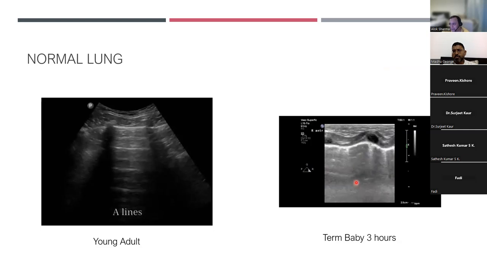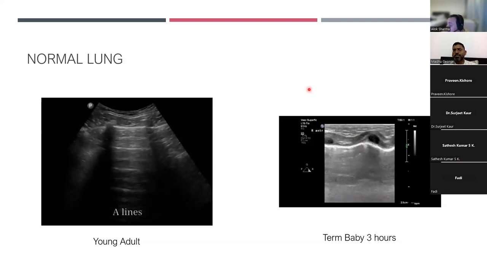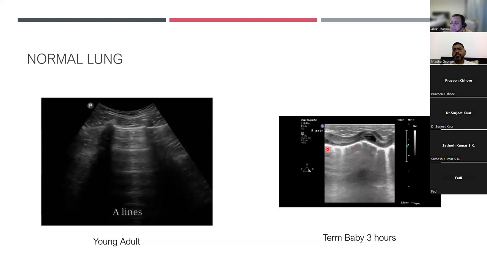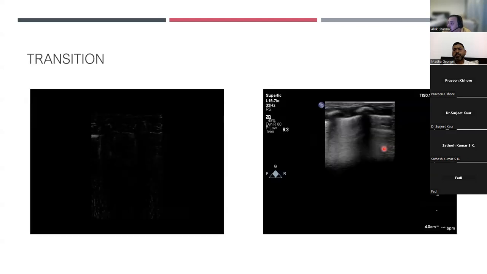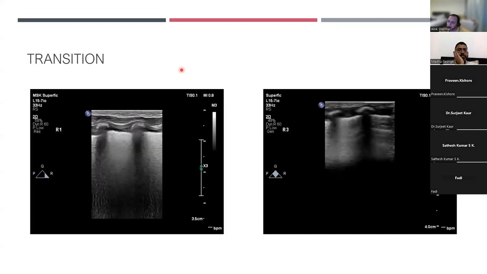I can see A-lines. But the reason I'm showing you this image is I am basically using a low frequency. And because I'm using a low frequency, I have good depth penetration. But actually, my pickup of A-lines, the superficial areas, is not so good. If I increase my frequency, so this image per se by anatomy is okay. But the probe and frequency I'm using is not okay. And it's a poor quality image. So I would like to show you what transition looks like. And these are images.